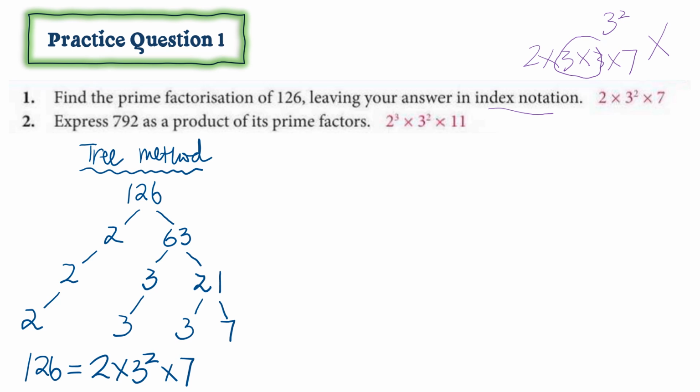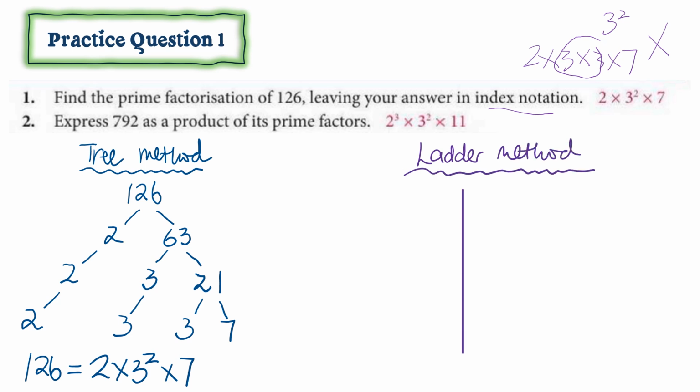Alright, let's look at part 2. For part 2 of question 2, I'm going to use another method that's called the ladder method. So basically this is how it looks like. As we progress, you'll see that it kind of looks like a ladder. So we start with 126.